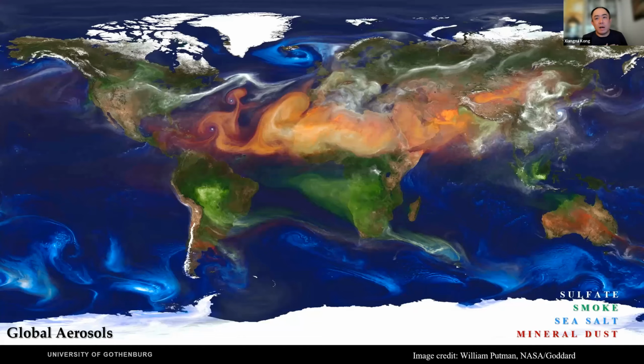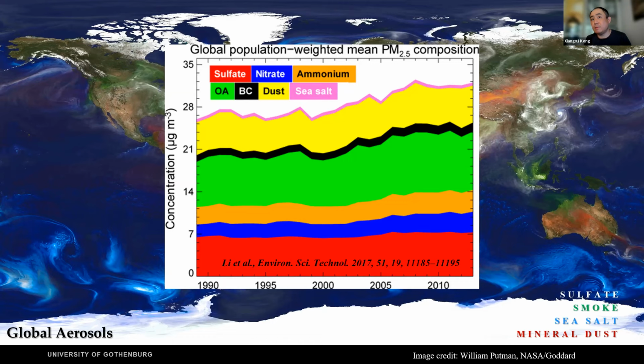So why do we study ammonium sulfate? I think this is a famous map showing that we have a lot of sulfate aerosols in the atmosphere. If you look at this summary of global population-weighted mean PM2.5 composition, we see that sulfate, the red one, is a big part of the total. And ammonium is also a very significant part. So that's why ammonium sulfate has been studied widely by our community, and this is one of the reasons why I chose this system to begin with.